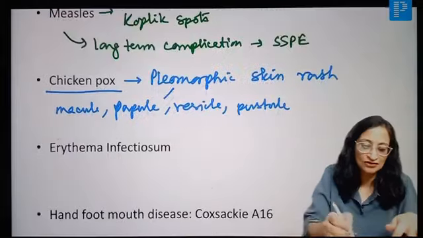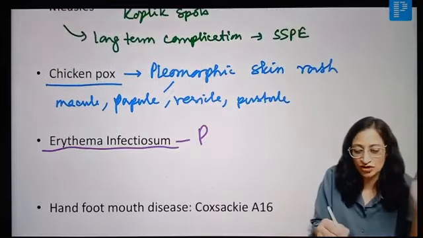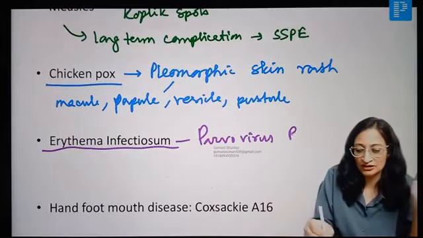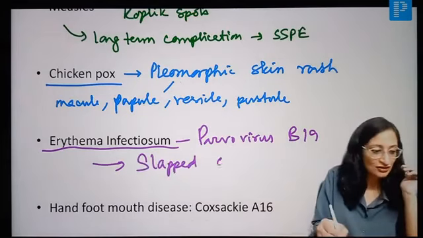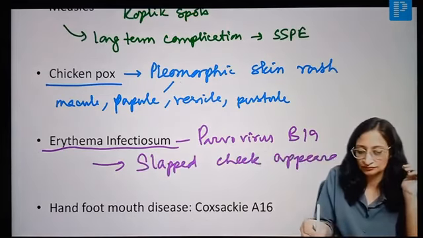Remember, erythema infectiosum, also called fifth disease. Erythema infectiosum is caused by parvovirus B19, and you typically have a slapped cheek appearance of the rash, as if somebody has slapped on the cheek. So, slapped cheek appearance of the rash.